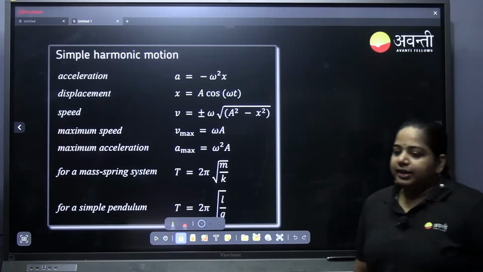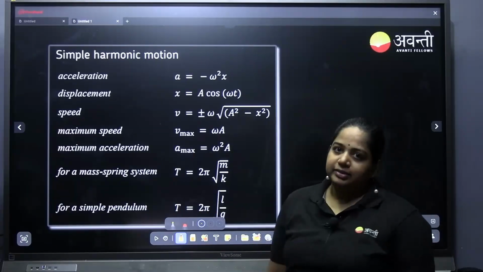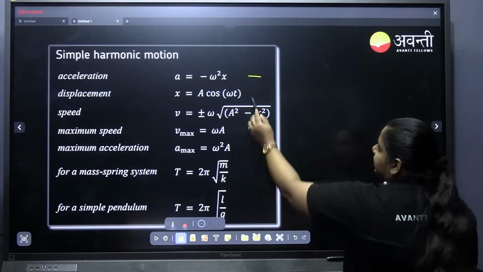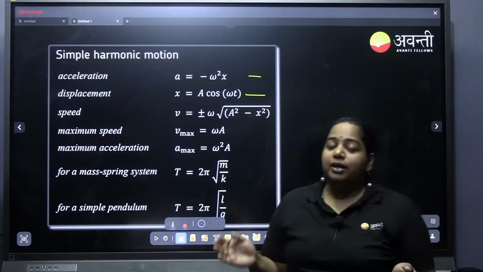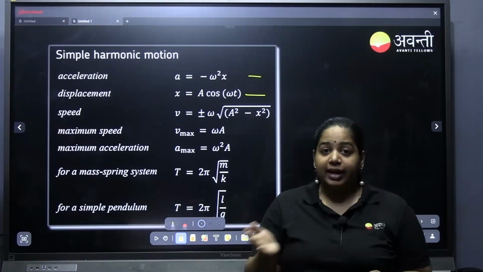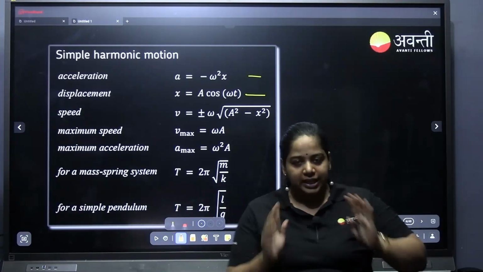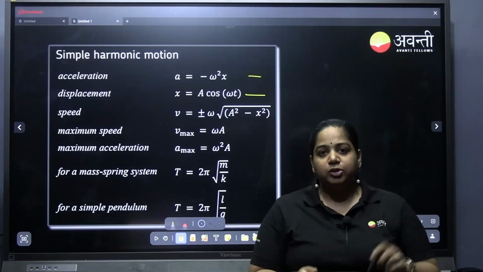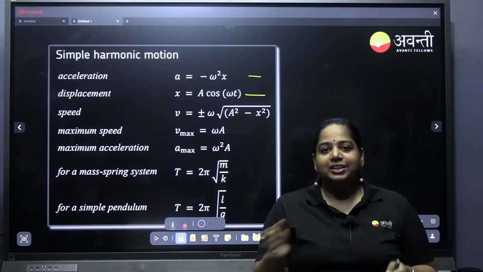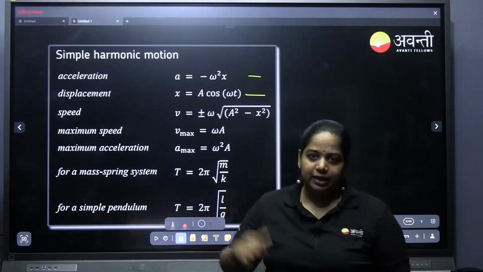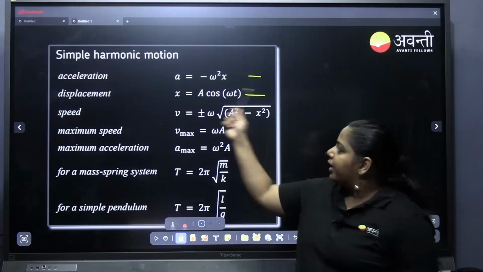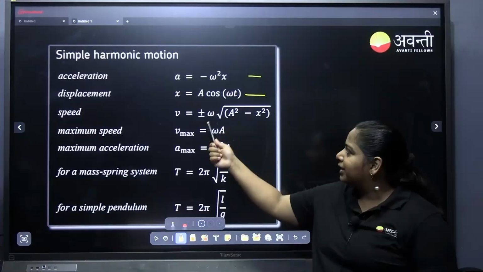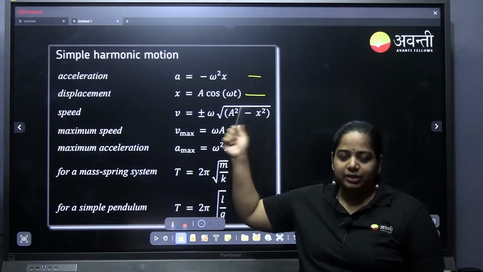So here you can see few of the quantities related to simple harmonic motion. Acceleration we already discussed. Displacement can be written as a sin omega t or a cos omega t. For the same motion we can say in sine terms or cos terms, because both are periodic, only phase will be different. What is phase we will see in the next slide, so don't worry. And this equation also we already got. This plus or minus depends on if it is cos omega t or sin omega t.